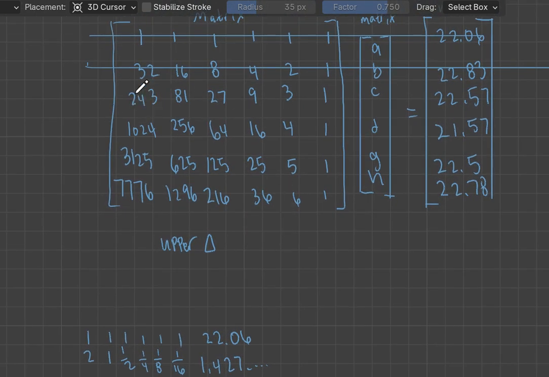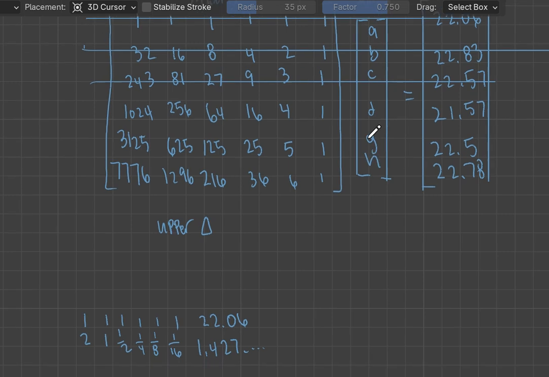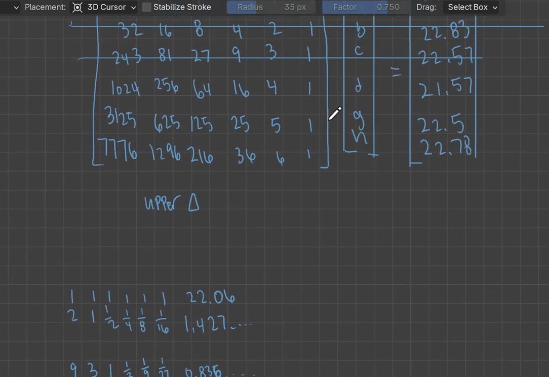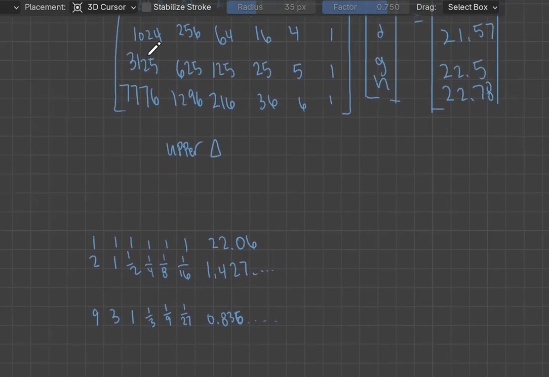So that takes care of this row. The next one I want to get is a 1 right where the 16 is, so I'm going to divide everything by 16. 1024 divided by 16 is 64. 256 divided by 16 is 16. Then you have 4. Then you have 1. Then you have 1/4.